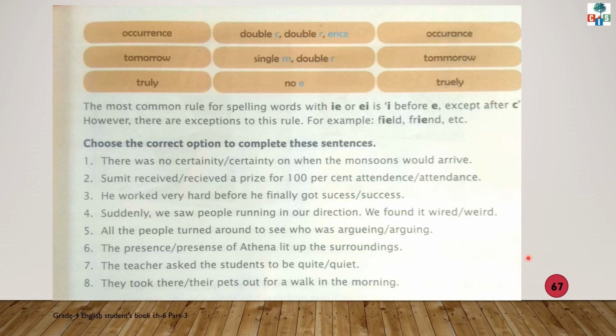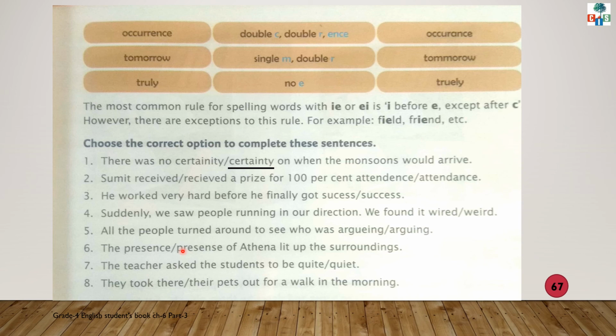Okay, children, take out page number 67. There are 8 sentences given and you have to choose the correct word. See the first one. There was no certainty or certainity on when the monsoons would arrive. Now, which is the correct one? Yes, the correct one is certainty. So, like this, get the correct word for these sentences.